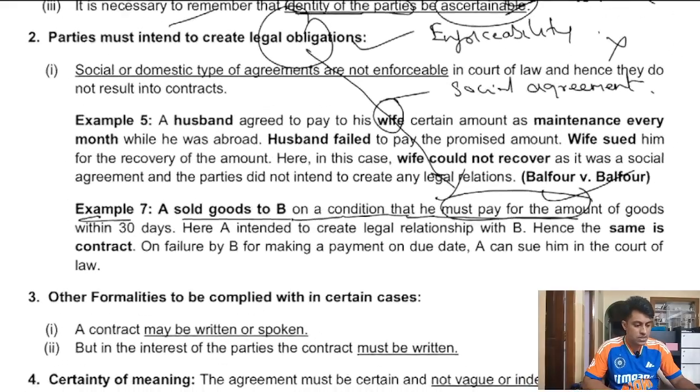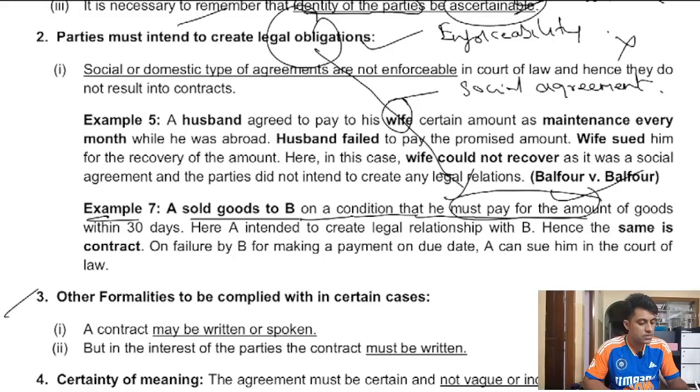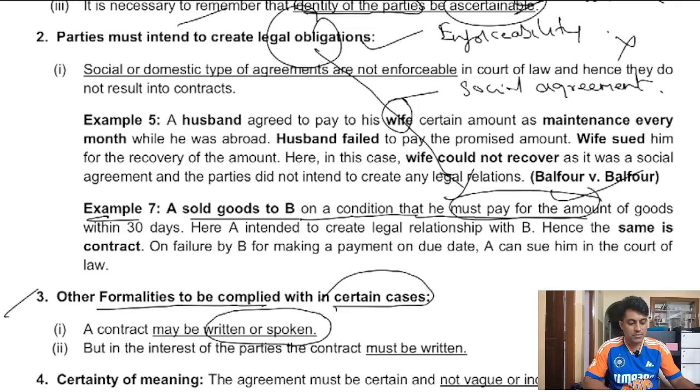So what is this other one? Other formalities to be complied with in certain cases. So what are those other formalities? A contract may be written or spoken. I think this is also a discussed point, but it is always advisable to have a contract in written form. Why? Because it is traceable.